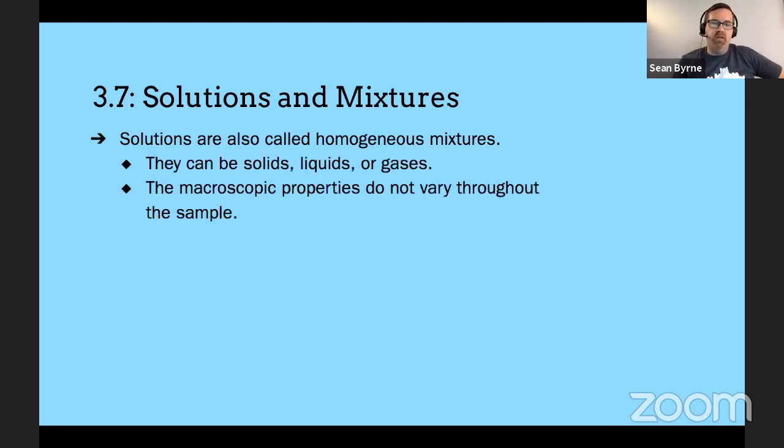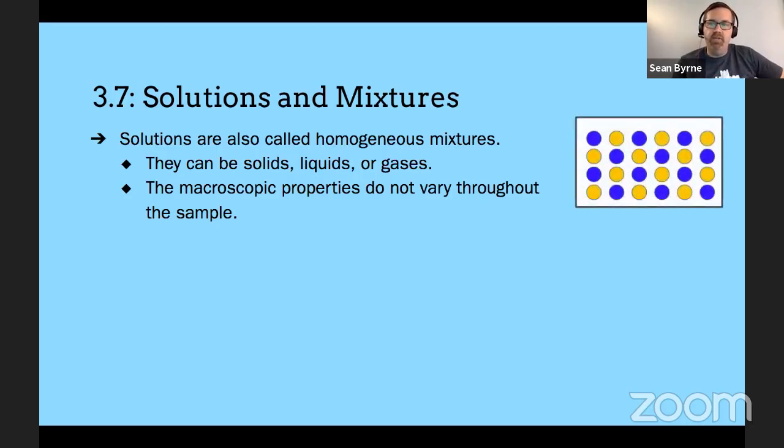Two vocabulary words that are listed in this topic are homogeneous mixture. So when we think about a homogeneous mixture, we should think about the fact that their properties do not vary throughout the sample. So if I took a piece of this sample, or I took a piece of this sample, or wherever I take it, the makeup of this solution would be the same. Okay, so a solution is a homogeneous mixture.